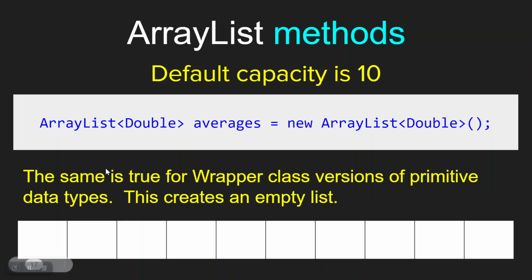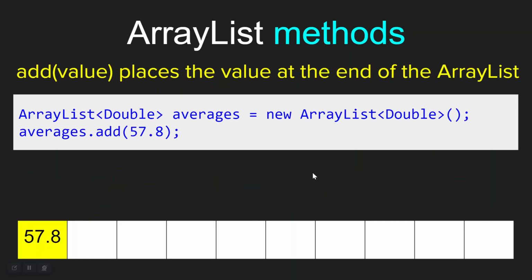The same is true for wrapper class versions of primitive data types. So if I did ArrayList<Double> averages = new ArrayList<Double>(), it automatically opens up this empty list and just reserves memory space for it. So now we need to learn how to put stuff in our ArrayList.